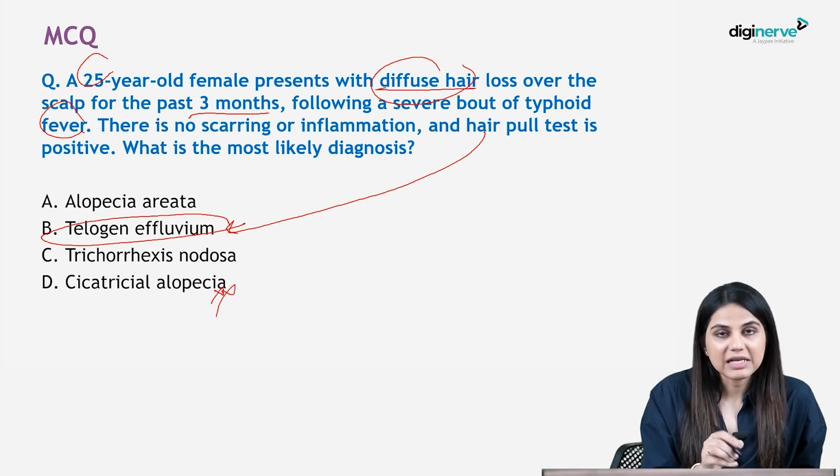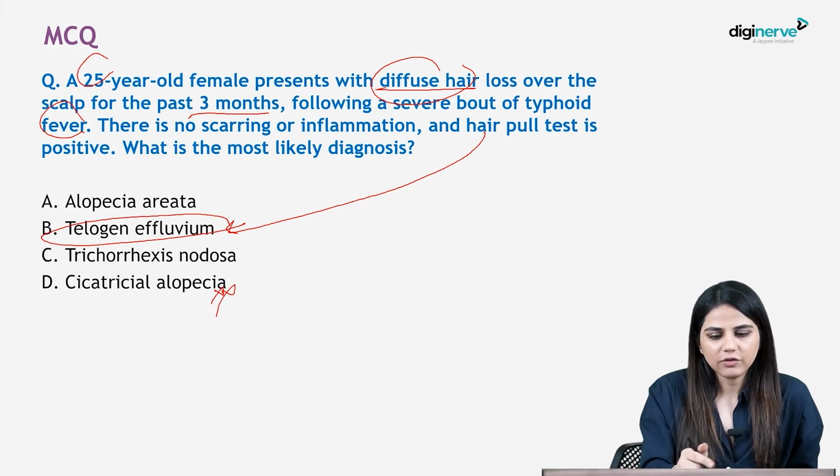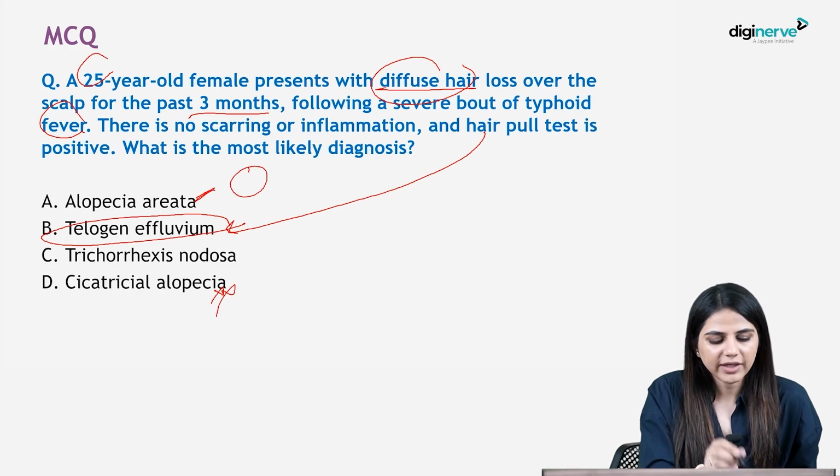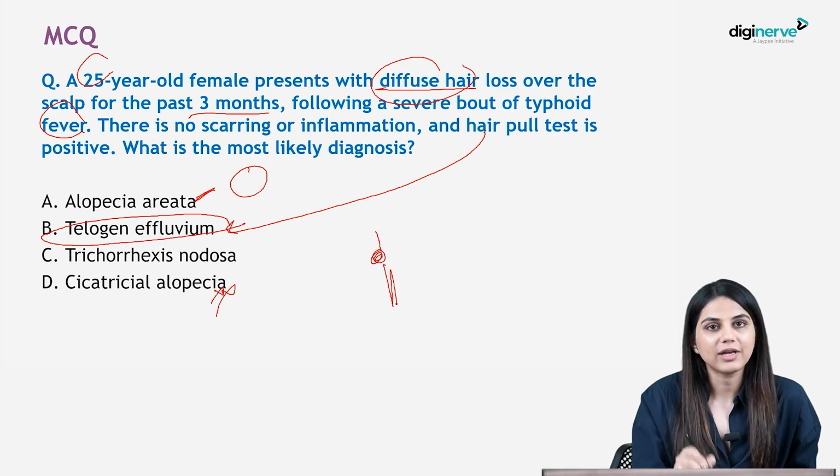Cicatricial meaning there will be scarring, there will be a proper pattern of hair loss, it won't be diffuse. Alopecia areata will also be a well-defined patch. Trichorrhexis nodosa is a nodular appearance along the hair shaft.